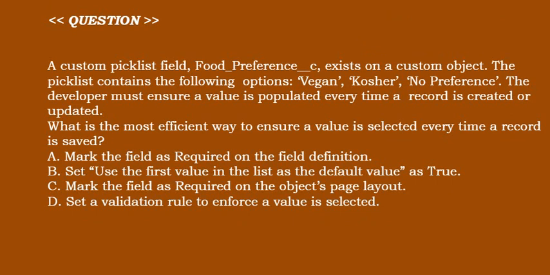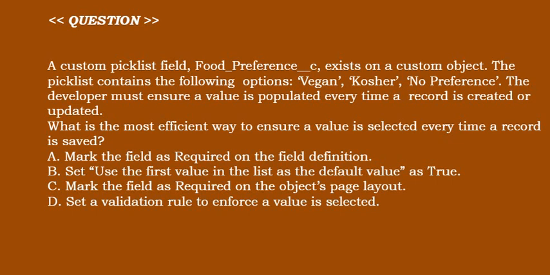Question is, a custom pick list field food_preference__c exists on a custom object. The pick list contains the following options: vegan, kosher, no preference. The developer must ensure a value is populated every time a record is created or updated. What is the most efficient way to ensure a value is selected every time a record is saved?